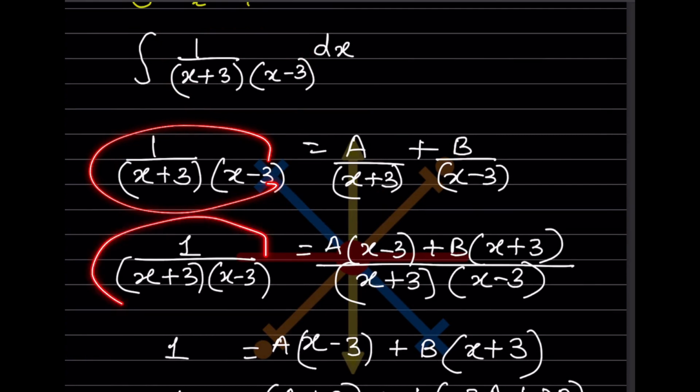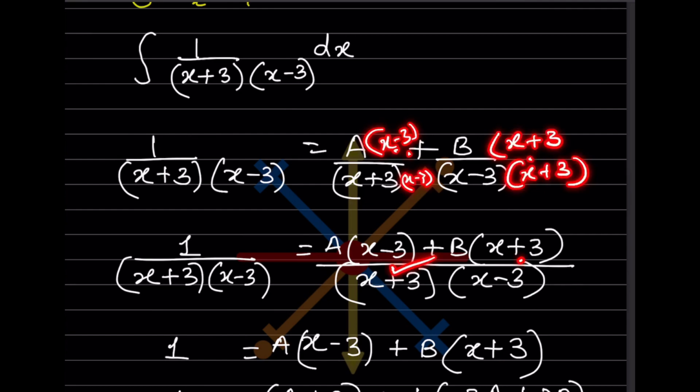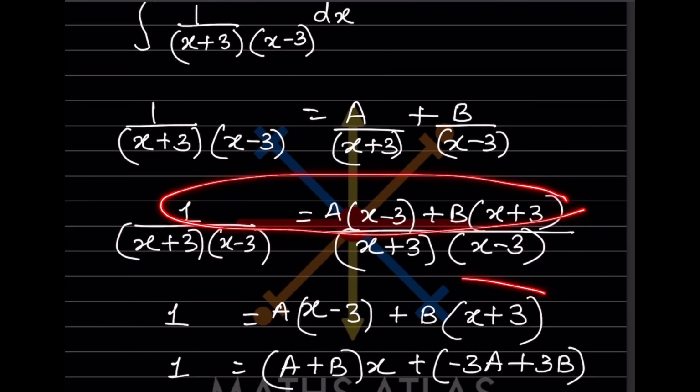So again this is the same. Now we are going to take the LCM. LCM will be (x plus 3)(x minus 3), and x plus 3 will be extra over here. Some of you may not know how to write this, you can also write here x minus 3 and here x plus 3. So a into (x minus 3) plus b into (x plus 3), and the LCM is (x plus 3)(x minus 3). Now you can see both places are the same, so we'll write the numerator, this part over here.